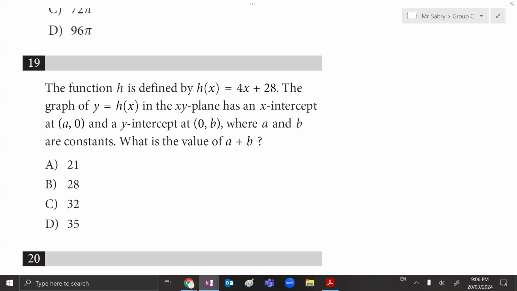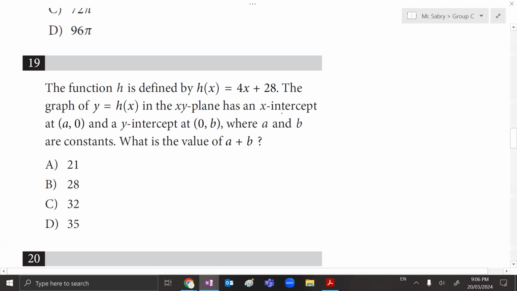All right, quickly, let's get back. So you're given here that this function is defined by 4x plus 28. The graph of this has an x-intercept at (a, 0) and a y-intercept at (0, b), where a and b are constants. What is the value of a plus b?